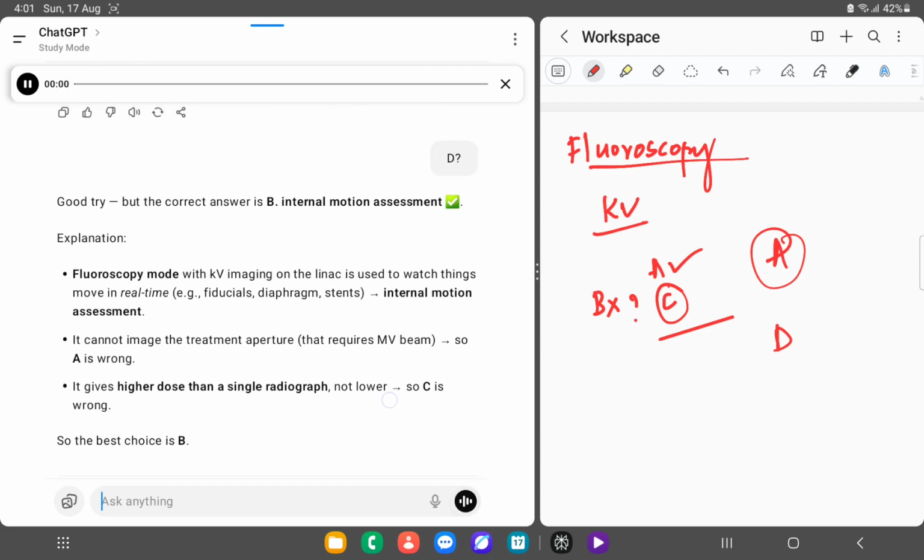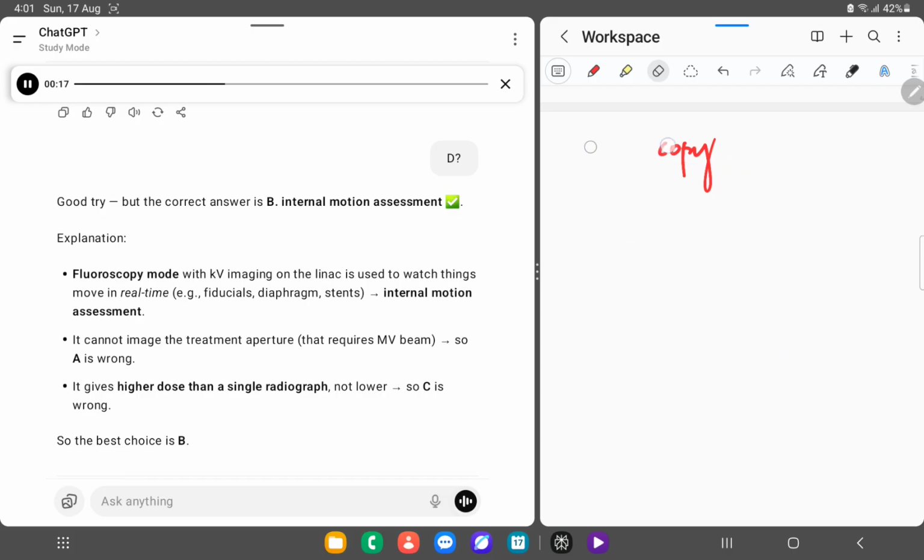Good try, but the correct answer is B, internal motion assessment. Explanation: fluoroscopy mode with kV imaging on the Linac is used to watch things move in real time, e.g., fiducials, diaphragm, stents, internal motion assessment. It cannot image the treatment aperture, that requires the MV beam, so A is wrong. It gives higher dose than a single radiograph, not lower, so C is wrong. So the best choice is B.